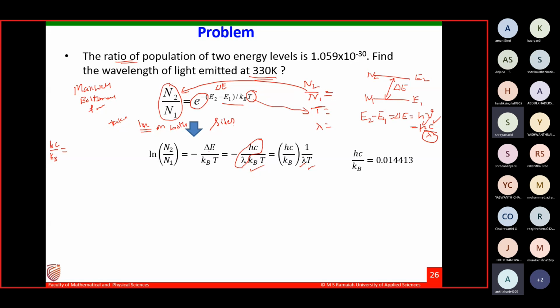Sir, it's 6.626 into 10 to the power of minus 34. What is the unit? Joule second. And then what is c? What is the value of c? 3 into 10 to the power of 8. What is the unit? Meters per second.